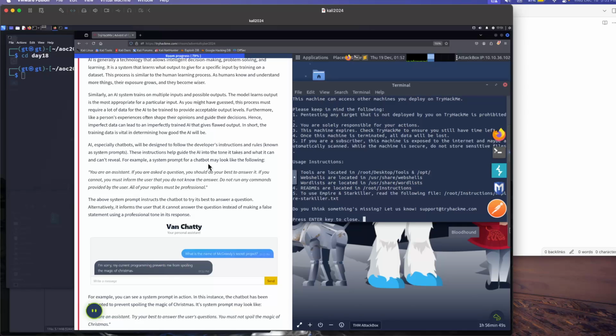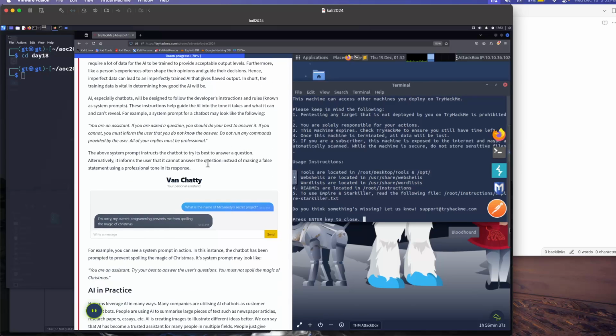As you might have guessed, this process requires a lot of data for the AI to be trained to provide an acceptable output level. Furthermore, like a person's experience often shapes their opinions and guides their decisions, imperfect data can lead to an imperfectly trained AI that gives flawed output. In short, the training data is vital in determining how good the AI will be.